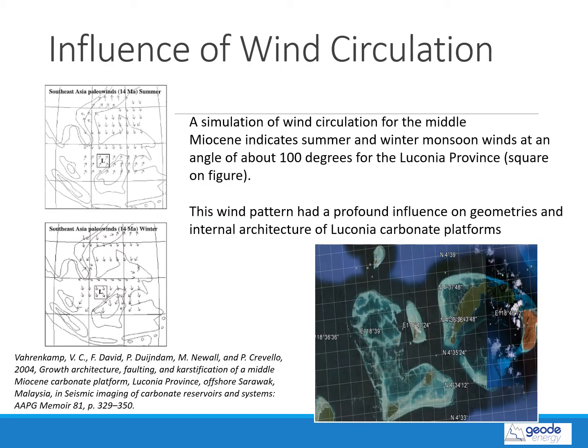In terms of the geomorphology of a pinnacle reef, a simulation of the wind circulation in the mid-Miocene indicates a summer and winter monsoon orientated south-southeast, north-northwest, and this wind direction has a profound effect on the fetch direction of the waves and thus the geometry and the internal architecture of the coral reefs.